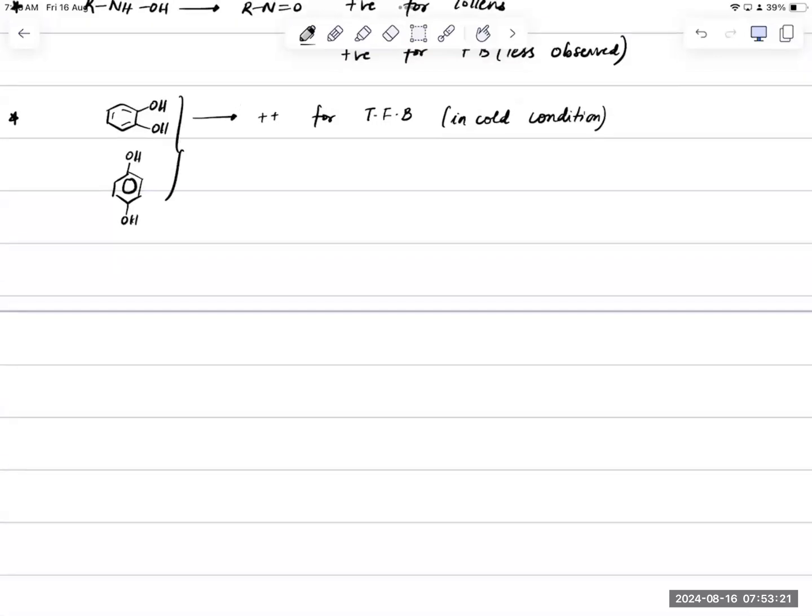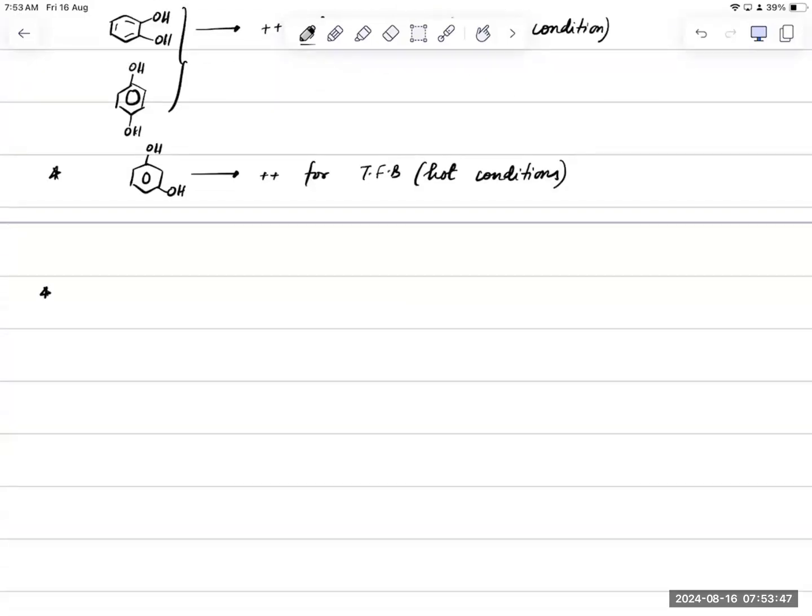The only difference here is these two will give you a positive test at cold conditions, while resorcinol will give a positive test for Tollens, Fehling's, Benedict, but in hot conditions. So we need to heat the solution first, then only the reaction would take place. Okay. And if you have OH groups on all three positions here, then also it will give you a positive test.